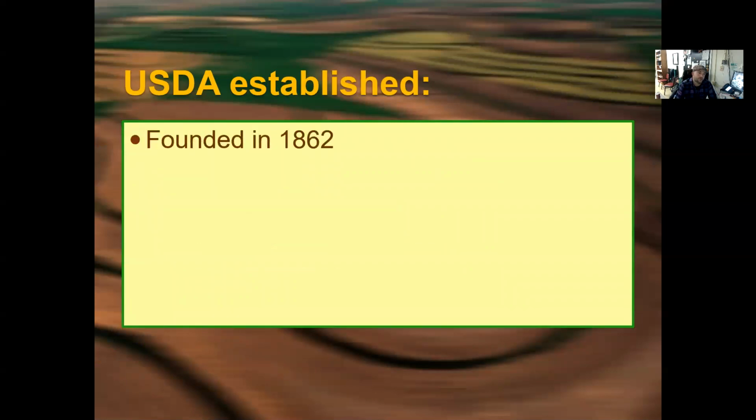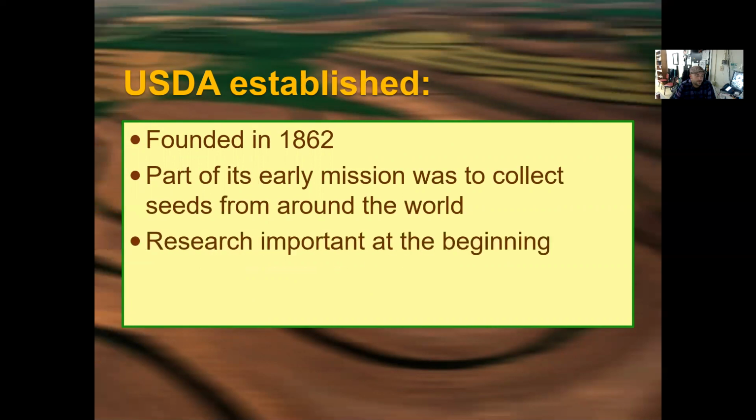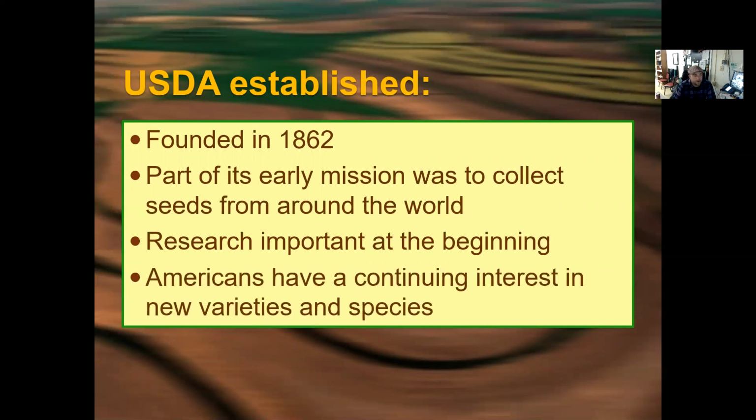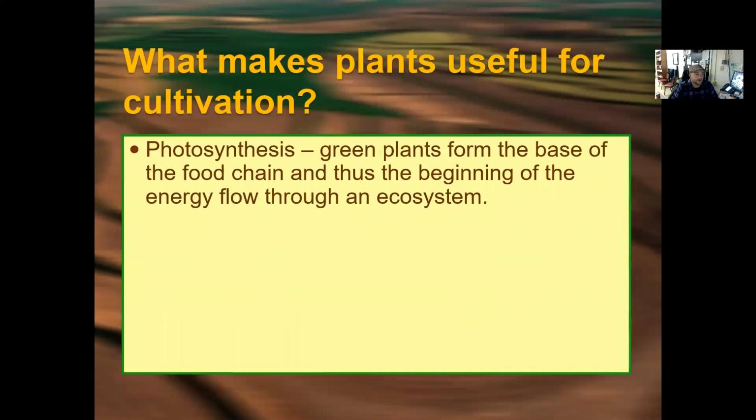So USDA, which was established in 1862, as part of its early mission was to collect seeds from around the world. Research was important at the beginning because whenever you're bringing seeds in from around the world, you don't have to depend on other countries as much for those goods. So Americans have a continuing interest in new varieties and species. Even in the landscape realm, there's always new plants being discovered and developed. People want newer and better things. So the newer it is, the flashier the color. Typically, people want that.